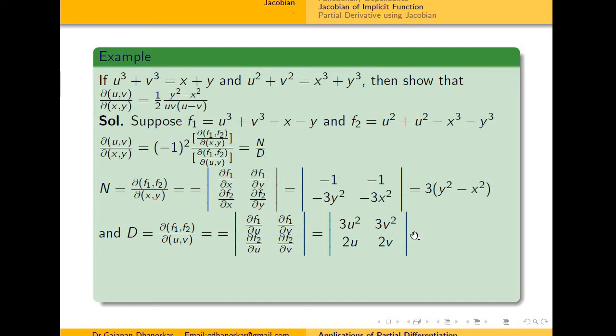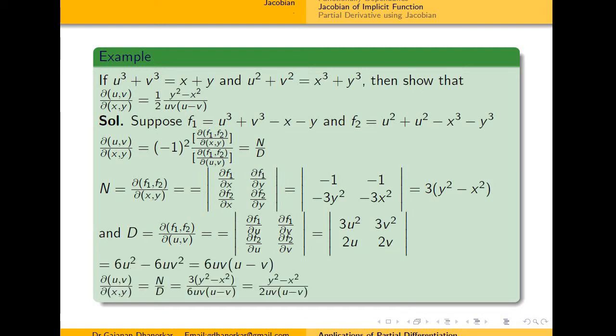Which is equal to, again you can take from first row 3 is common, from second row 2 is common, then from first column u is common, from second column v is common. You can use this property of determinant, or directly you can solve this and we will get this result. This is your numerator and denominator. Putting this value in numerator and denominator, we will get our required result.